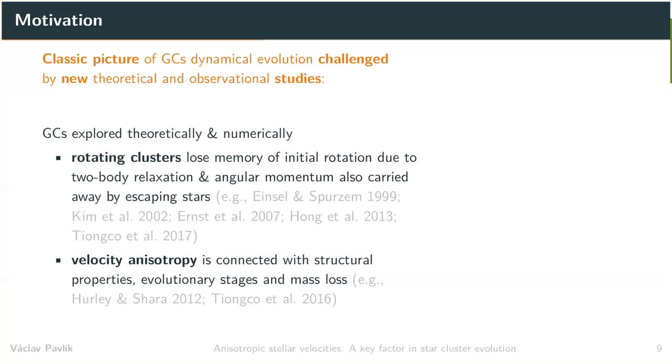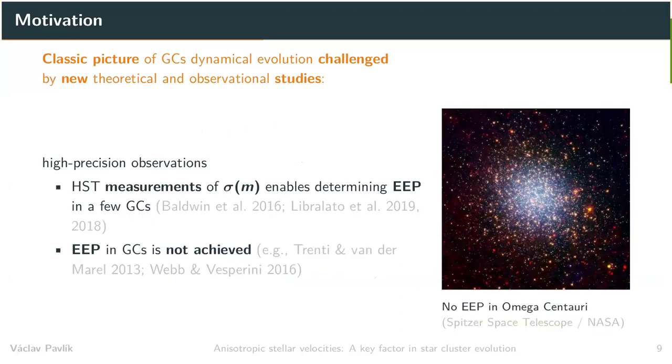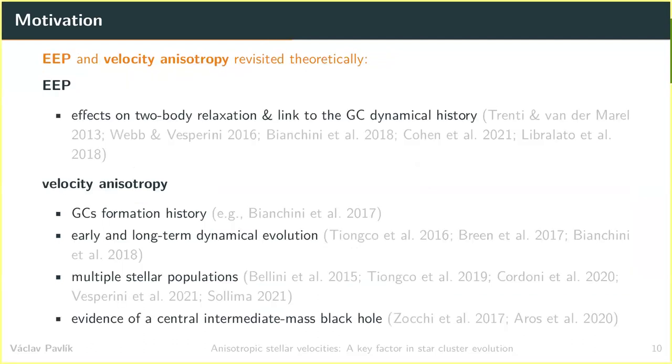There are more papers than I could fit on this slide. This spurred new observational discoveries, and HST measured sigma, the velocity dispersion, with respect to mass, and was able to determine energy equipartition in some systems. And it was surprisingly found that energy equipartition is not achieved in globular clusters. More theoretical works investigated the effect of two-body relaxation on energy equipartition, and what velocity anisotropy can tell you about the system that you're studying. It can tell you something about the formation history, dynamical evolution, multiple stellar populations, evidence of the central mass, a central intermediate mass black hole.